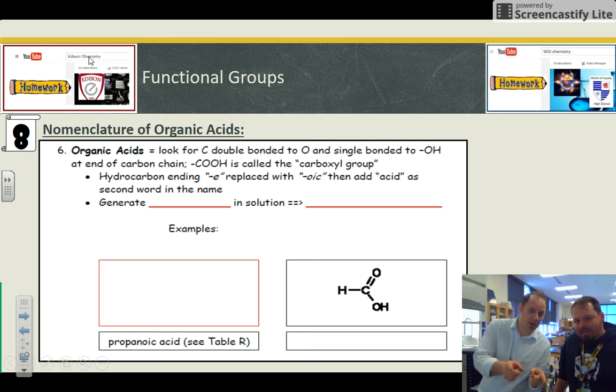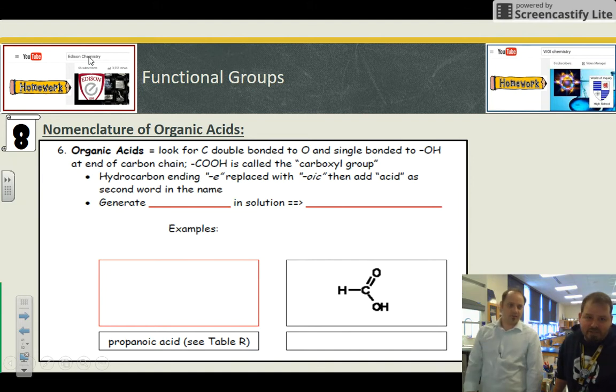We're going to continue at 8.5. There's a lot of these, so it does take a while. Three more: organic acids, amines, and amides. These are a little bit complicated. These are the COOs.